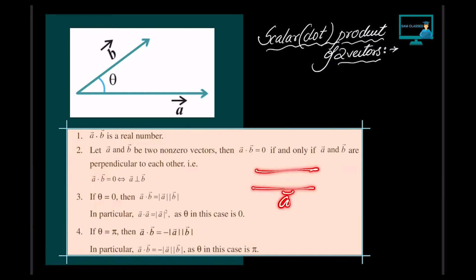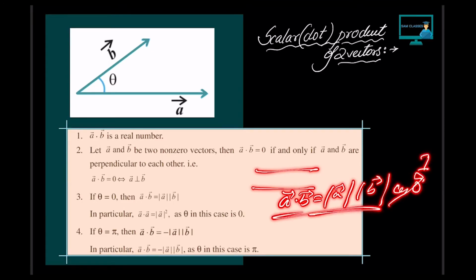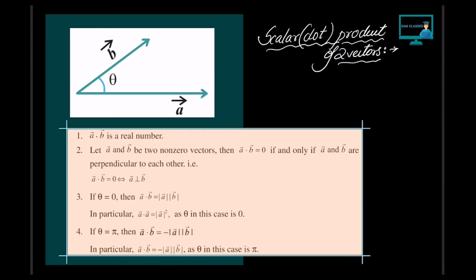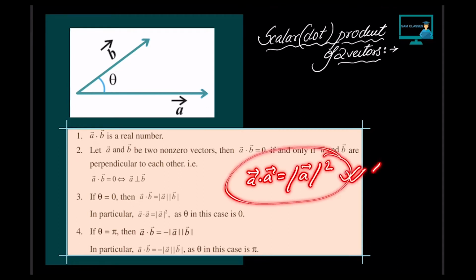If theta is 0 between them, it means two vectors are parallel. If theta is 0, then what will happen? A vector dot B vector equals mod of A into mod of B. That's simple, because cos 0 degree is 1. Now, if they are equal, both are a vector dot a vector. So in that case, it is mod A square. This also we will be using a lot, and it is important.